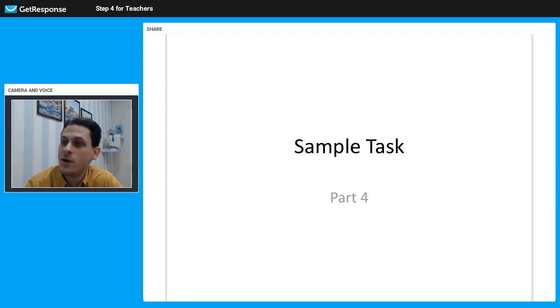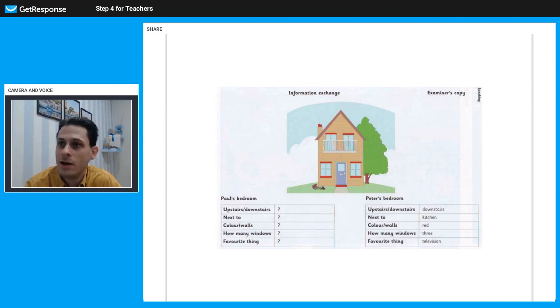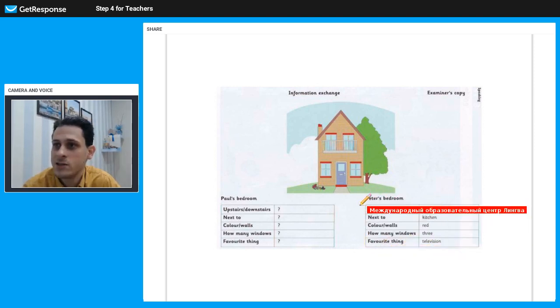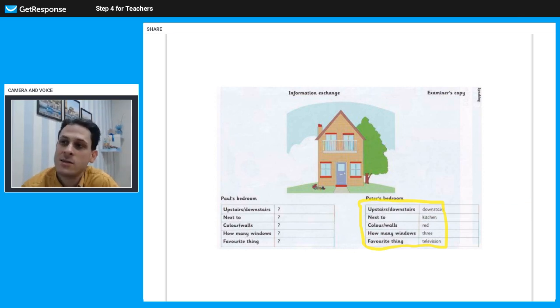And if we look at the last part, this is new. There was none of this in lower levels. The students are given a card, and first I ask them questions based on the card, and they should answer in complete sentences. So it could be, is Peter's bedroom upstairs or downstairs? And the answer should be, Peter's bedroom is downstairs. If the answer is only downstairs, that gets less than half points.